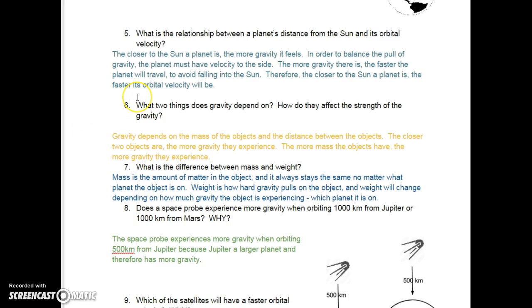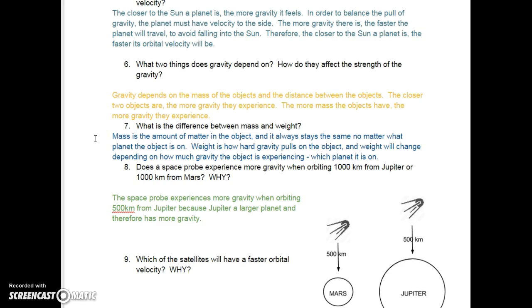Number 6, gravity depends on two things. We've already been talking about this a bit. It depends on the mass of the objects and the distance between the objects. The closer two objects are, the more gravity they exert on each other. The more mass the objects have, the more gravity they'll exert. Okay, so it's size and distance. I will never ask you a question that has both different size and different distance. It will always be only one different and the other the same.